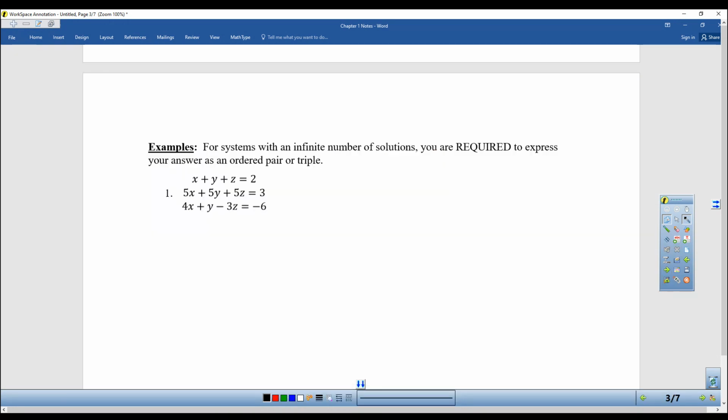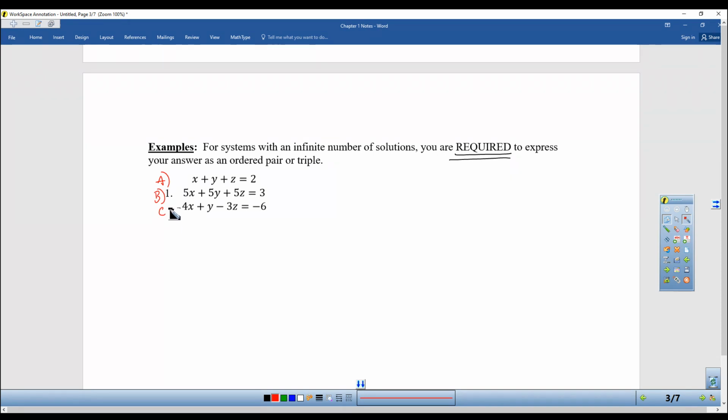So let's actually do a problem. For systems with an infinite number of solutions, you are required to express your answer as an ordered triple. Remember, if you just say there are infinite solutions, I will only give you half the credit because you only really got me half the understanding. You know there's infinite solutions, but I need to know what they are. We are going to start this problem exactly the same way. So I'm going to go a little quickly for you in the beginning so as not to waste your time.